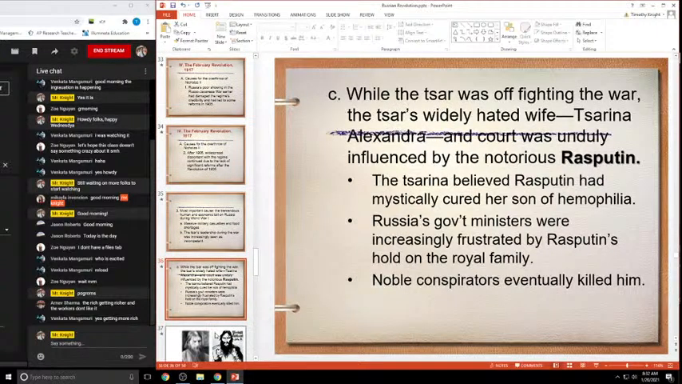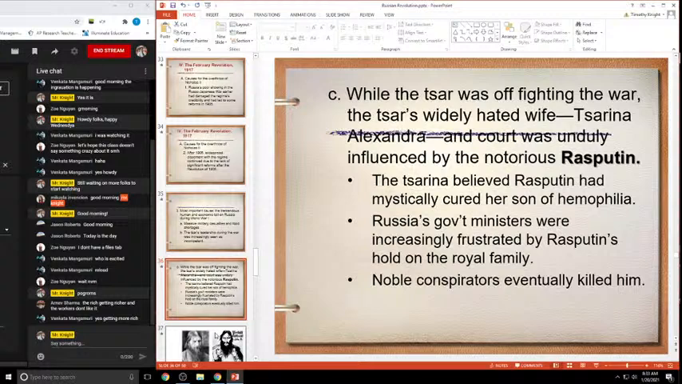Meanwhile, of course, while the Tsar was off fighting the war, the Tsar's widely hated wife, Tsarina Alexandra, and the entire Tsar's court were unduly influenced by the notorious Grigory Rasputin, who I told you about. And I said to you that Rasputin's a freaky-looking dude. You're going to be able to finally see a picture of him here coming up in just a second. The Tsarina and the Tsar both believed that Rasputin had mystically cured her son of hemophilia, that blood illness where your blood doesn't clot. Russia's government ministers were increasingly frustrated by Rasputin's hold on the royal family and how much influence he had over them, because he was able to play their heartstrings. He was able to convince the royal family that he was the only one who could keep their child healthy and secure an heir to the Russian dynasty.